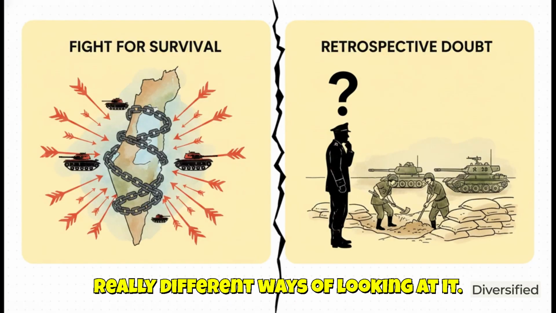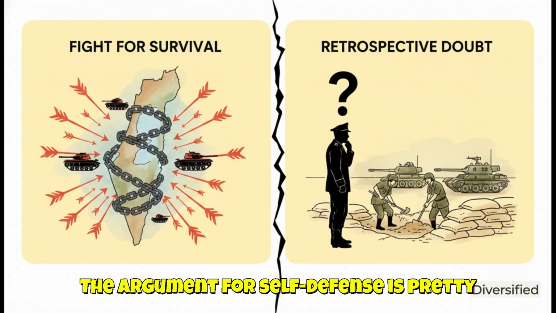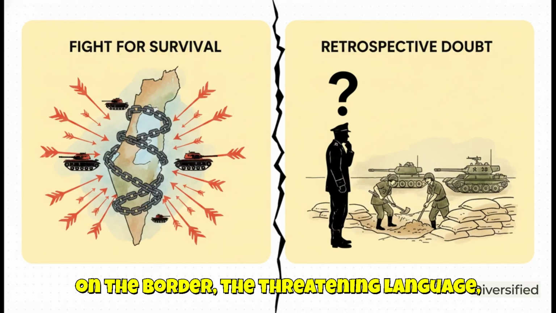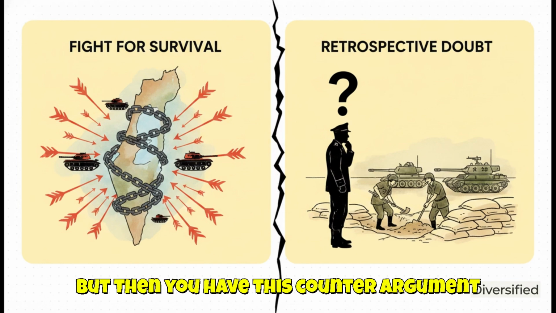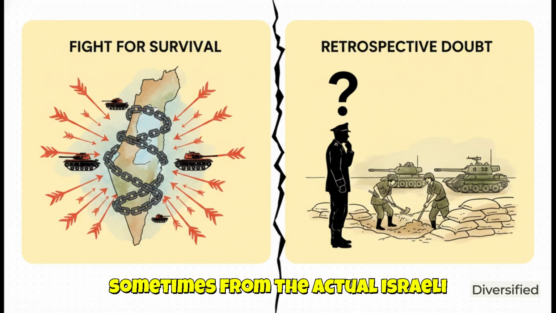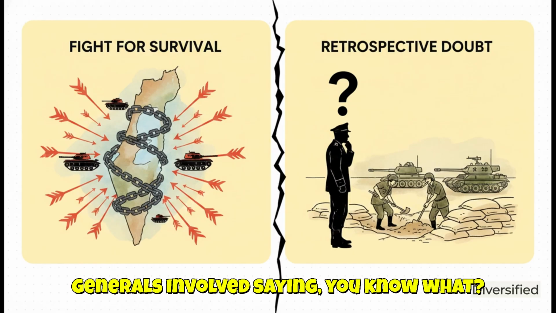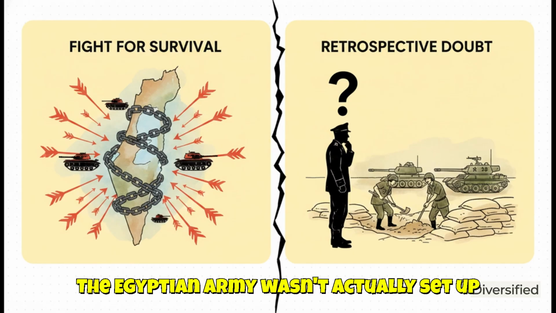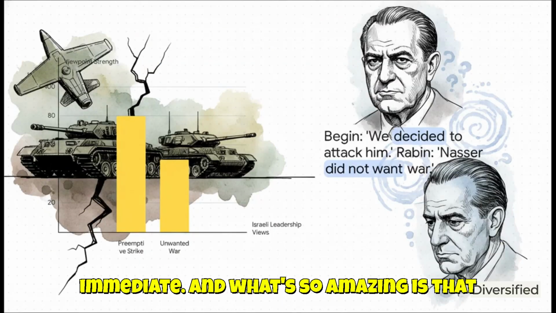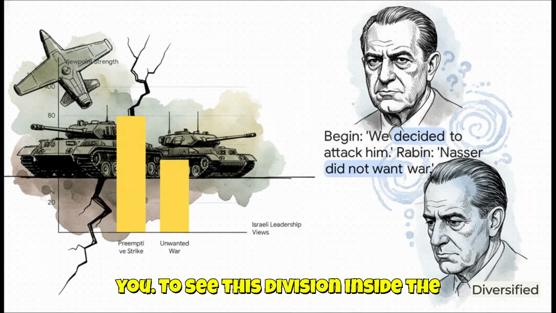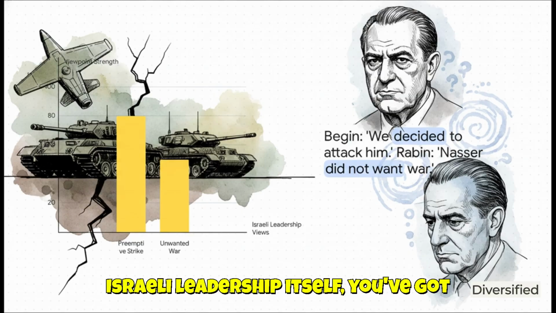So you end up with two really different ways of looking at it. The argument for self-defense is pretty strong, right? The blockade, the armies on the border, the threatening language, it all looks like an existential threat. But then you have this counter-argument, sometimes from the actual Israeli generals involved, saying, you know what? The Egyptian army wasn't actually set up to invade us. The threat wasn't immediate. And what's so amazing is that you can see this division inside the Israeli leadership itself.